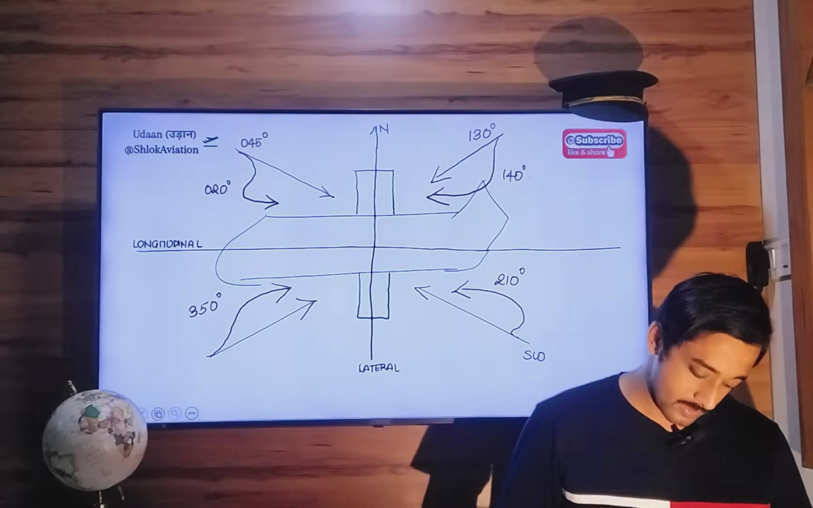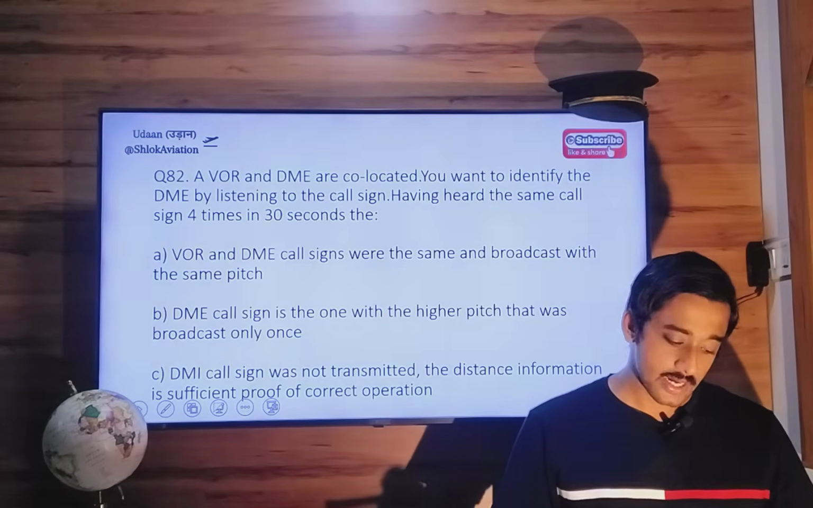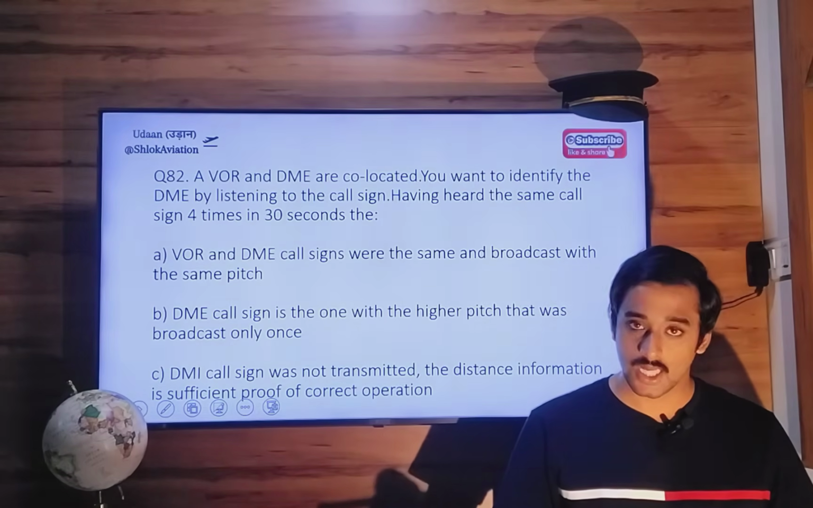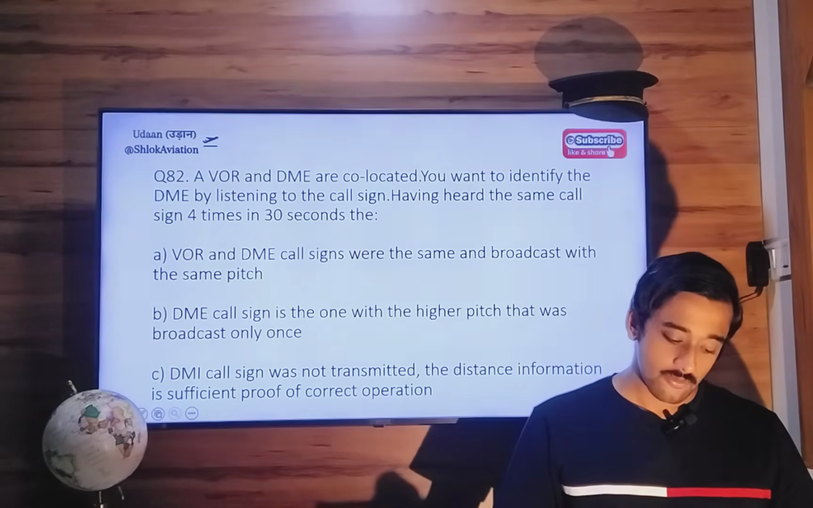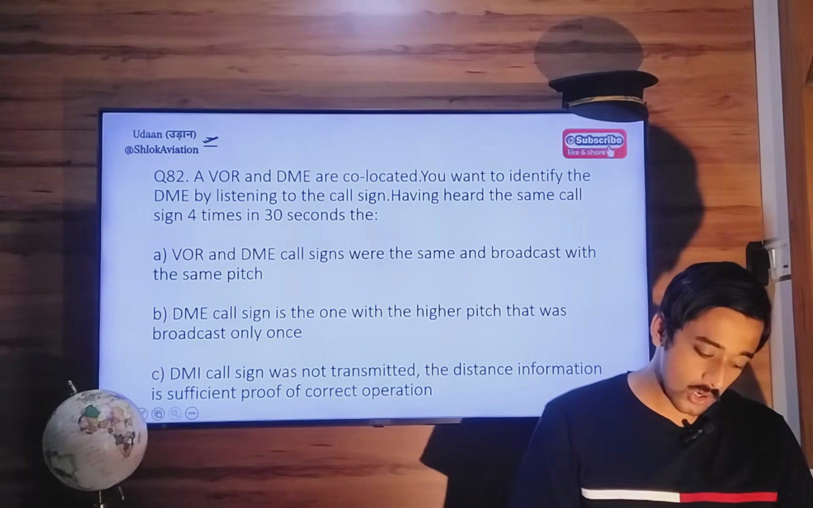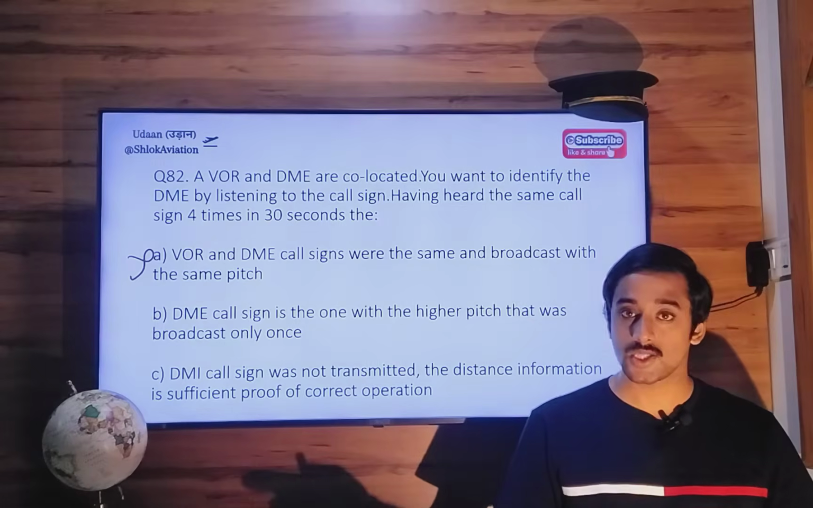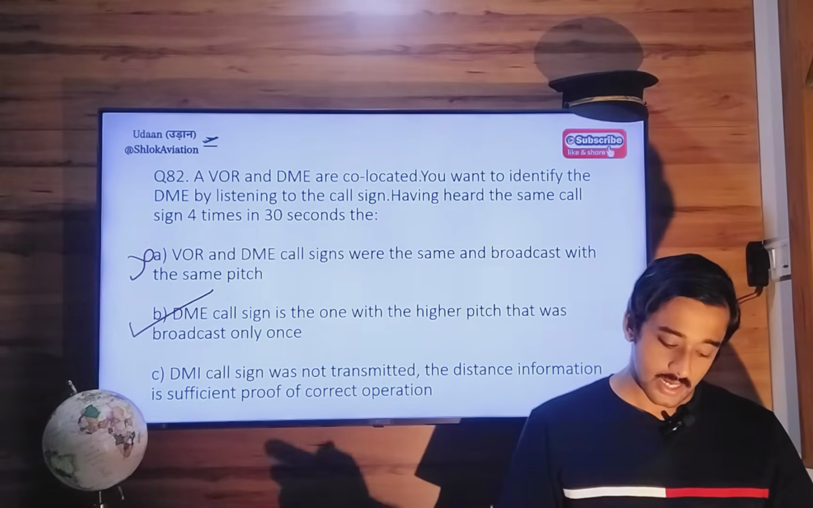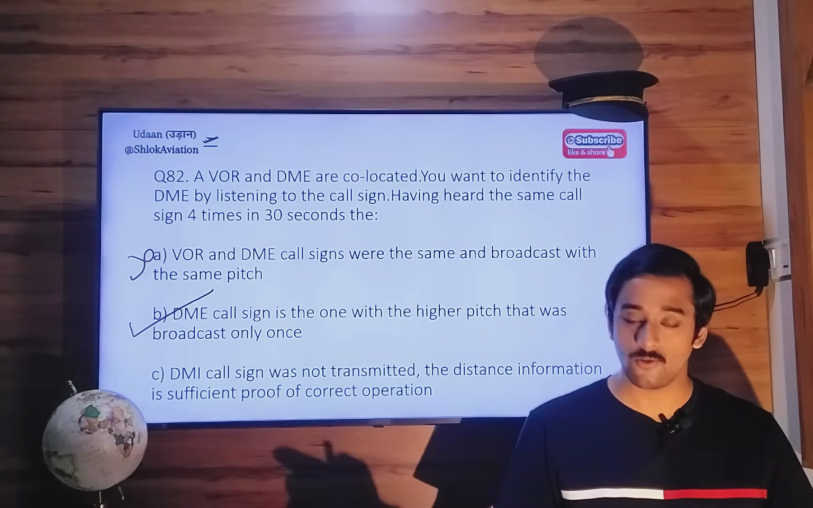A VOR and DME are co-located. You want to identify the DME by listening to the call sign. Having heard the same call sign 4 times in 30 seconds, VOR and DME call signs were the same and broadcast with the same pitch? No. DME call sign is the one with the higher pitch that was broadcast only once? Yes. DME call sign wasn't transmitted. The distance information is a sufficient proof of correct operation. Wrong.